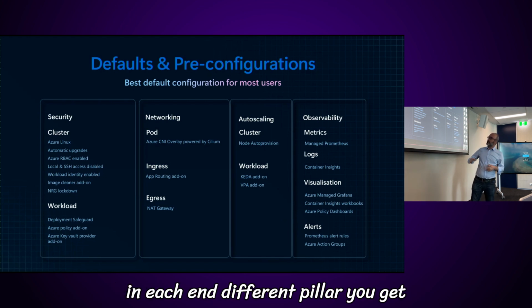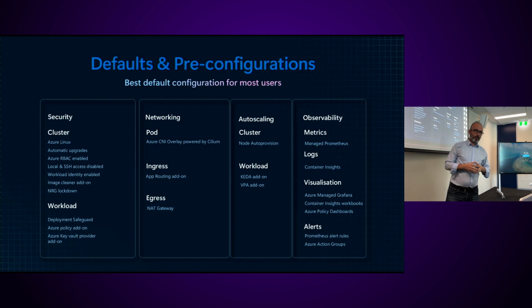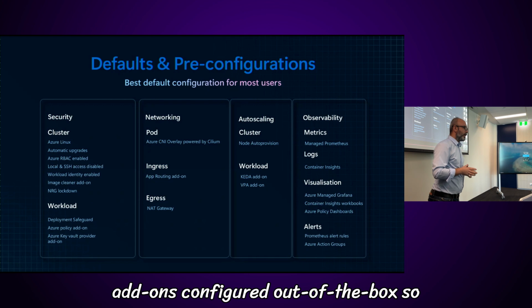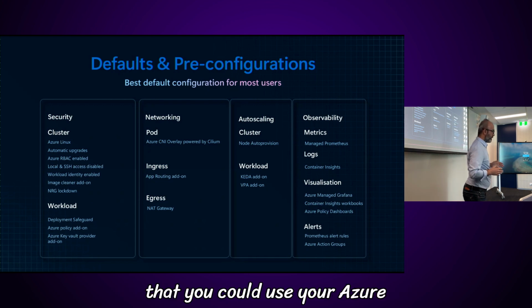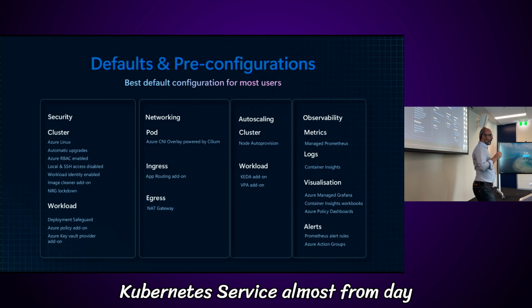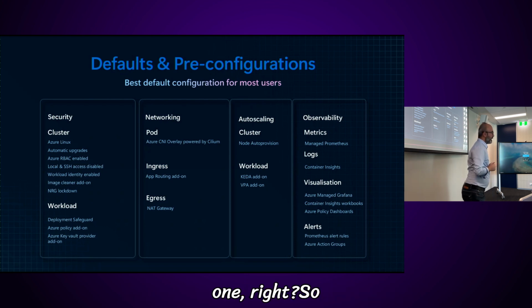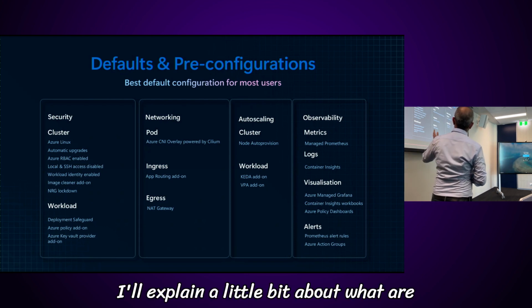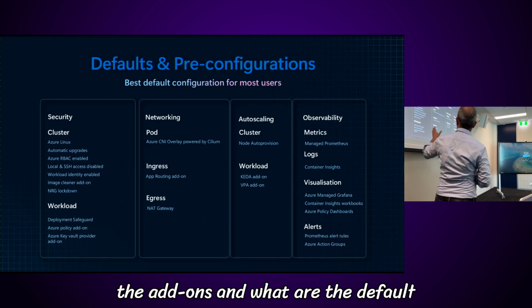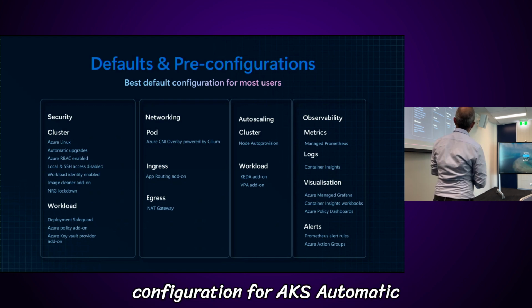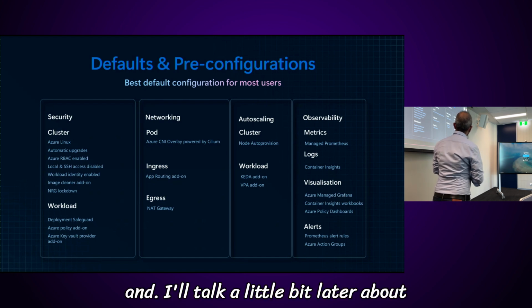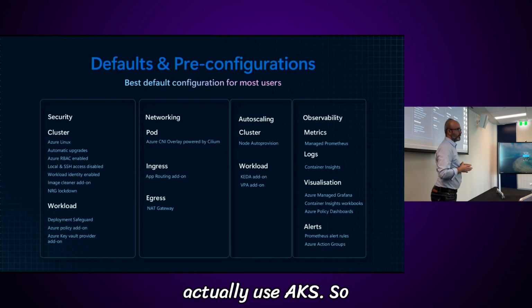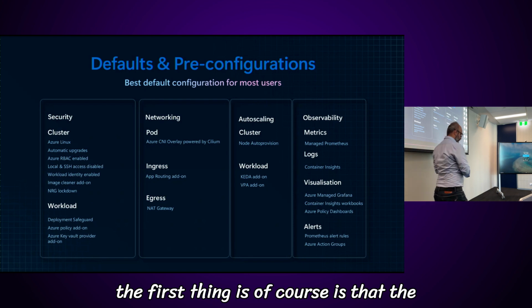So in each pillar, you get defaults and even add-ons configured out of the box, so that you could use your Azure Kubernetes Service almost from day one, right? I'll explain a little bit about what the add-ons and the default configuration are for AKS Automatic. And I'll talk a little bit later about the use cases and what makes sense to actually use. So the first thing is, of course, security.